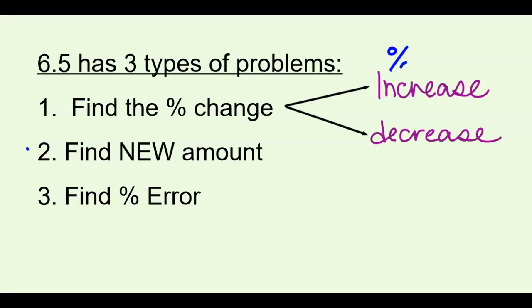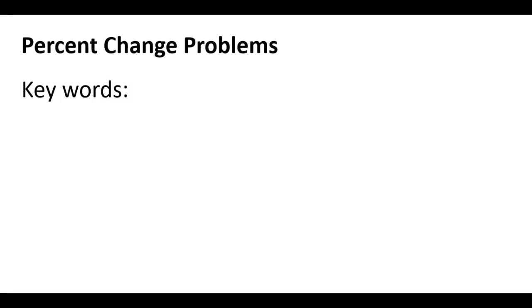So that could either be a percent increase if the number has gone up, or a percent decrease if the value or the number has gone down. We're going to look at finding a new amount, and then finding percent error. So those 3 types of problems, and we'll go through how to tell them apart and how to set each of those up.